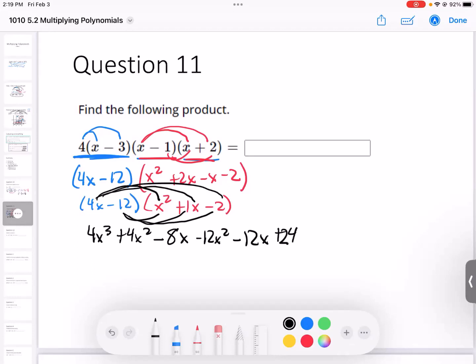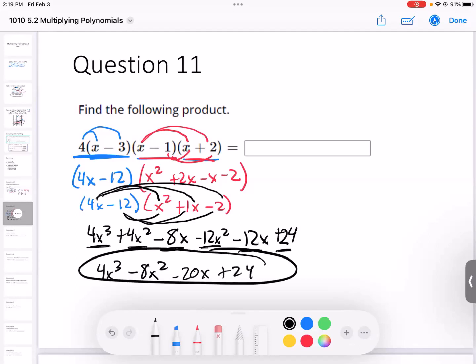And then there are some like terms there. So I think this is the only x cubed. So I'll have 4x cubed, but then 4x squared minus 12x squared is -8x squared. And then -8x and -12x will make a -20x. And I have positive 24. And so that would be the result for that multiplication. So the main idea is if you have multiple polynomials, like more than 2 multiplied together, you can only multiply 2 at a time, and then you can take those results and multiply by the other polynomials.